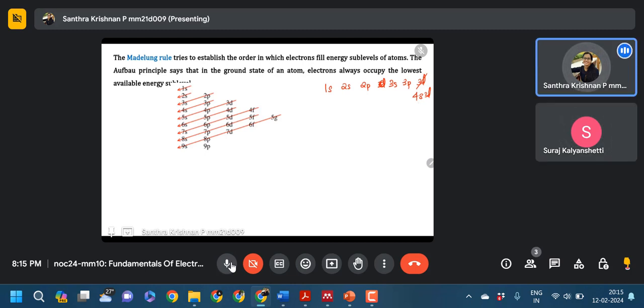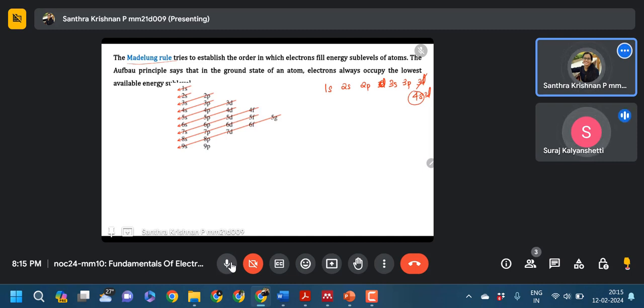Yeah, that is decided by Madelung's rule and Hund's rule. Madelung told that it should be filled in such a way that electrons fill the energy sublevels of the atom, and the Aufbau principle states that they occupy the lowest available subshell. So that is why 4s becomes filled before 3d.